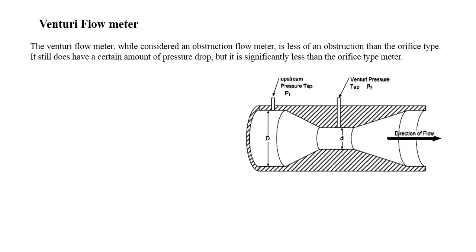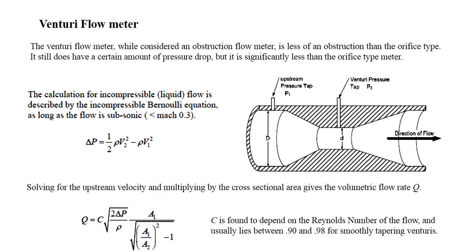The next type of obstruction meter is the Venturi meter. The Venturi meter is again an obstruction, but less of an obstruction than the orifice. It still has a certain amount of pressure drop, but significantly less than what there is in the orifice type meter. The calculation is again based upon the pressure drop between two points across the Venturi, and the volumetric flow rate is given by again this formula, C times the square root of 2 delta P by rho, into the area factor. The coefficient of discharge for a Venturi meter is normally in the range of 0.9 to 0.98 for smooth tapping of Venturis.